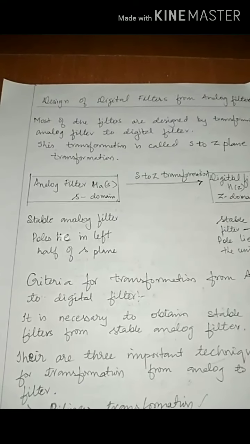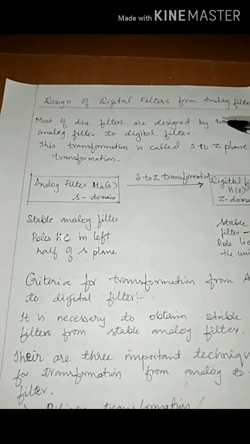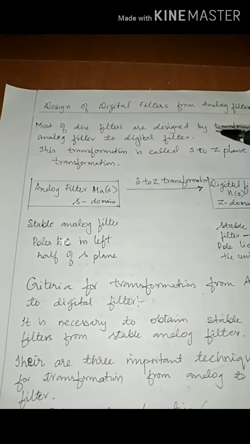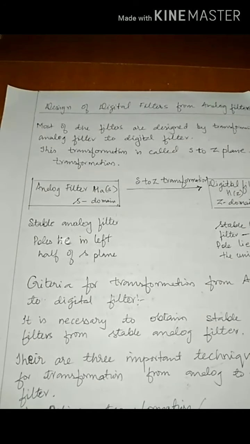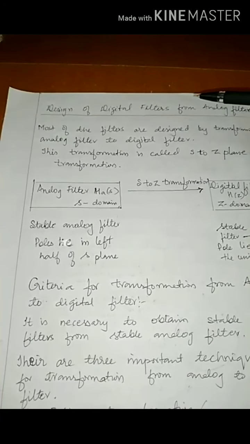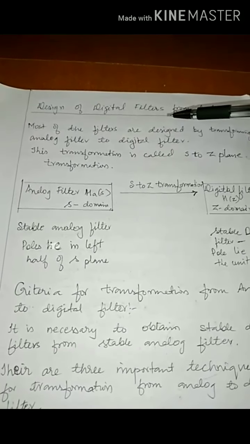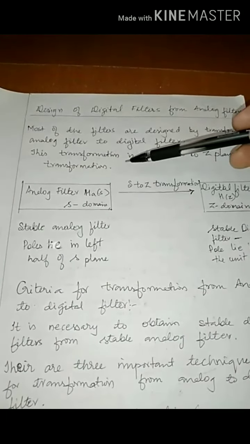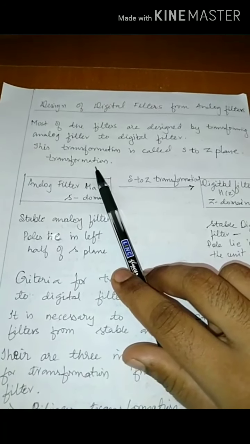Hello everyone. This is the continuation of Module 3, design of IIR filters. Today we'll be looking at design of digital filters from analog filters. Most of the filters are designed by transforming the analog filter to a digital filter. This transformation is called S to Z plane transformation.